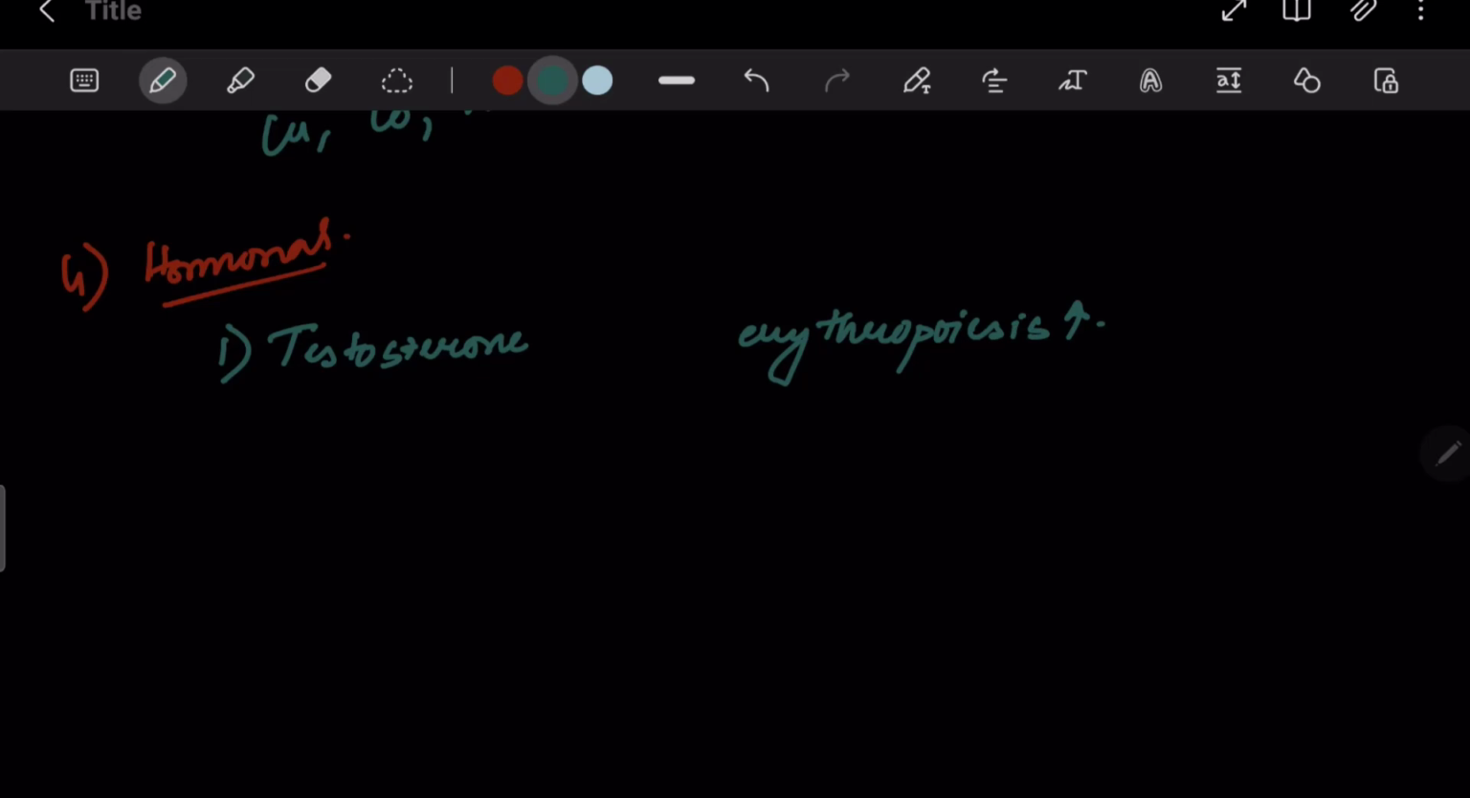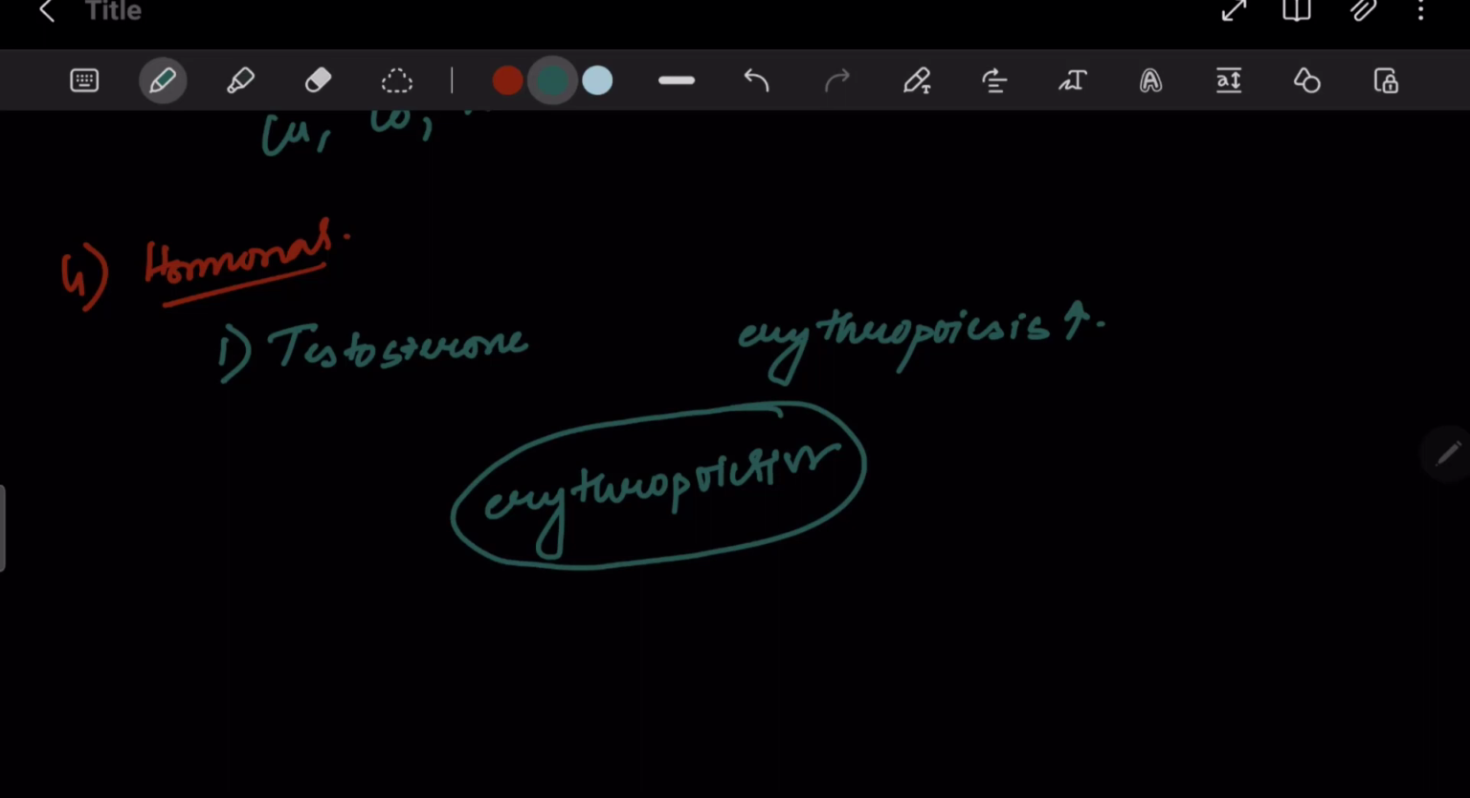In males, the sex hormone stimulates erythropoiesis by stimulating the erythropoietin production from the kidneys. Secondly, it potentiates the action of erythropoietin on the bone marrow, and it also directly stimulates the process of erythropoiesis. And in females, estrogen is considered to decrease the process of erythropoiesis. This brings us to the end of the factors regulating the rate of erythropoiesis.